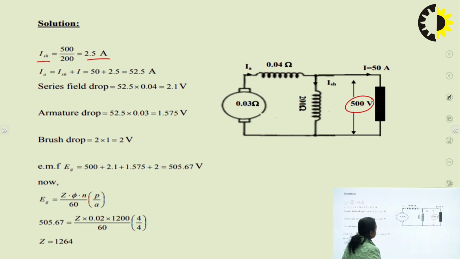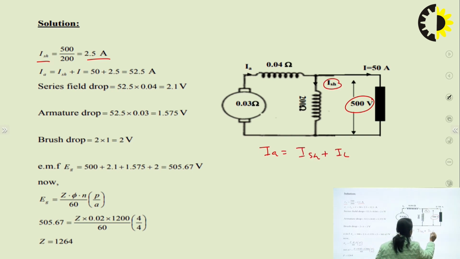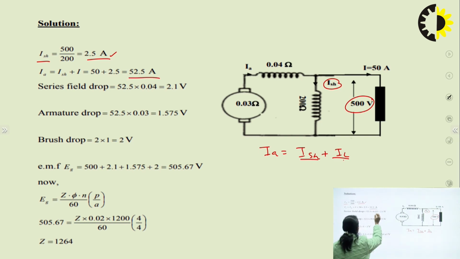Then IA, what will be the value of IA? So IA will be equal to this ISH plus this IL. ISH you have already calculated, that is 2.5, and IL is given 50 ampere. So after solving this, IA is 52.5 ampere. The series field winding drop you have calculated is 2.1 volt. Then the armature drop you have calculated is 1.575 volt, and then the brush contact drop. There are two brushes, and it is given 1 volt per brush, so the total brush contact drop will be 2 volts.